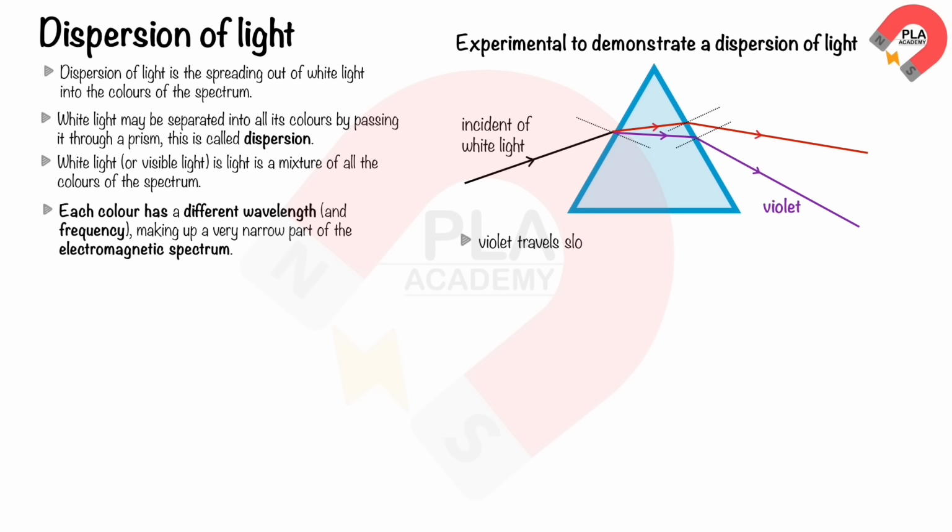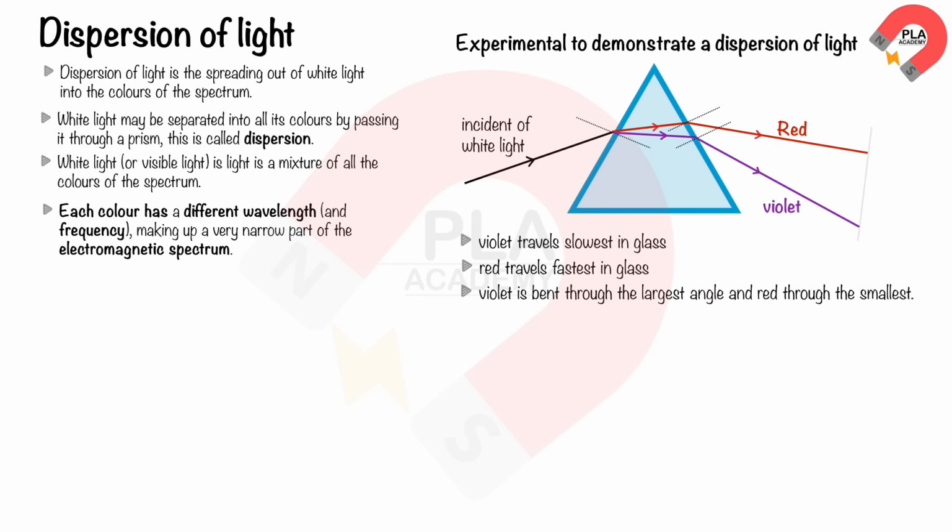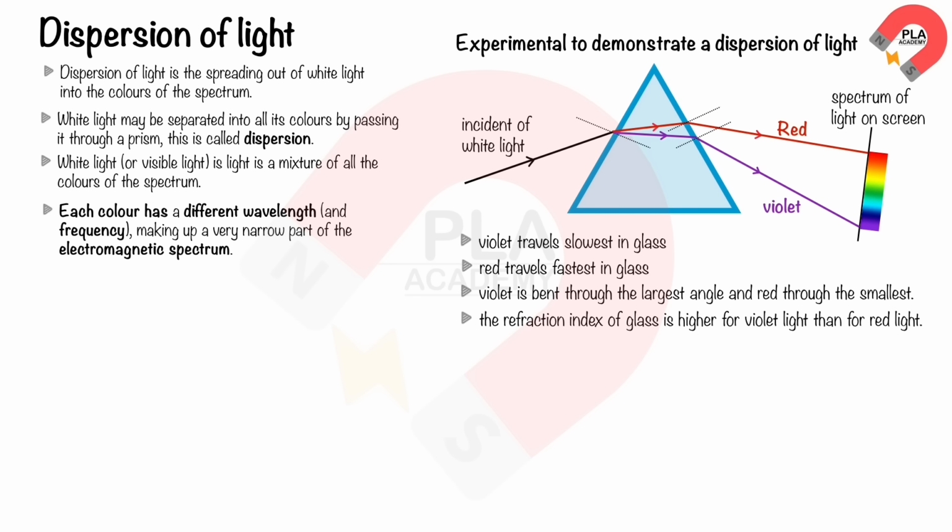Violet travels slowest in glass, and red travels fastest in glass. This means that violet is bent through the largest angle and red through the smallest. The other colors of visible light appear in between, and so a spectrum is seen on the screen. So, the refractive index of glass is higher for violet light than for red light.